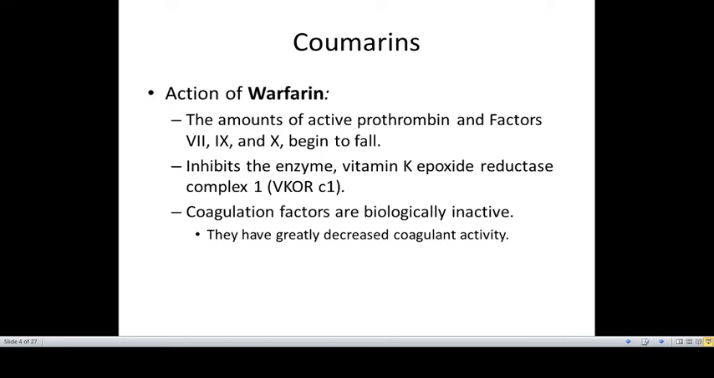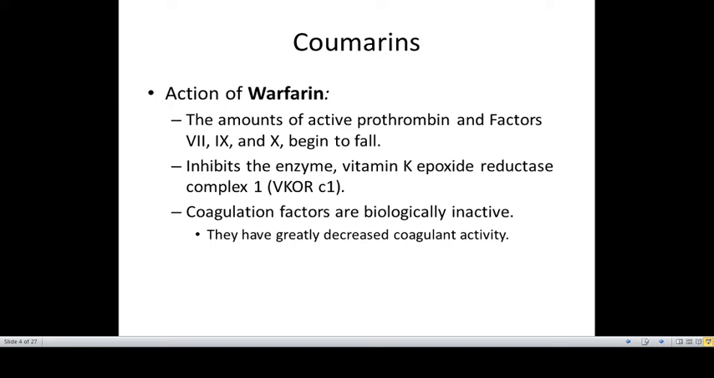Next, a group of clinical anticoagulants are the Coumarins. When a Coumarin such as warfarin is given to a patient, the amounts of active prothrombin and factors 7, 9 and 10 begin to fall. Warfarin inhibits the enzyme vitamin K epoxide reductase complex 1. The coagulation factors are biologically inactive and they have greatly decreased coagulant activity.